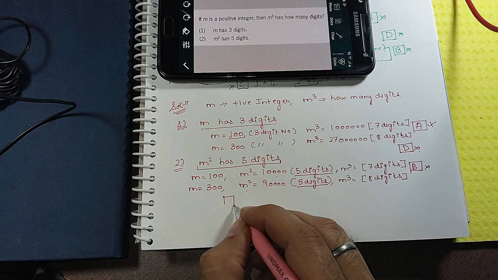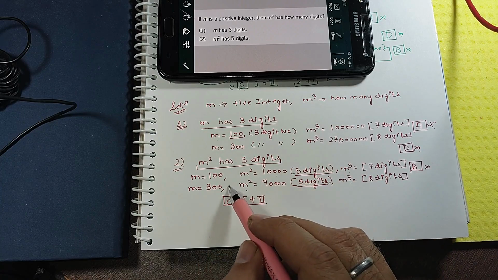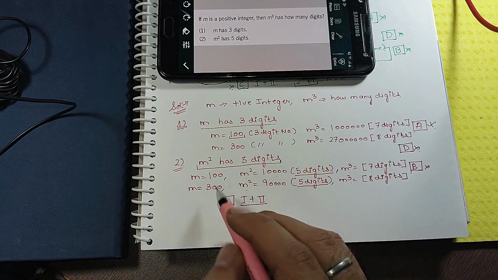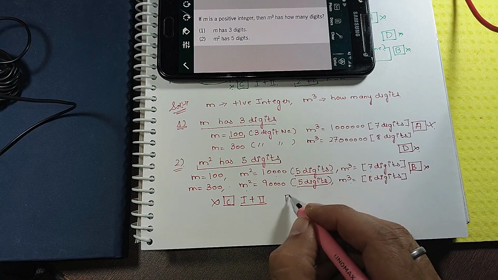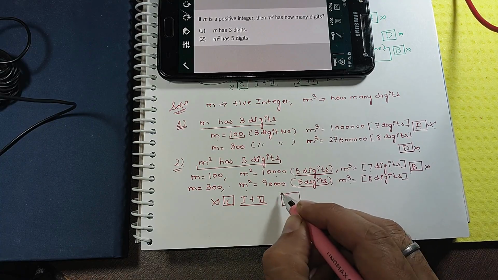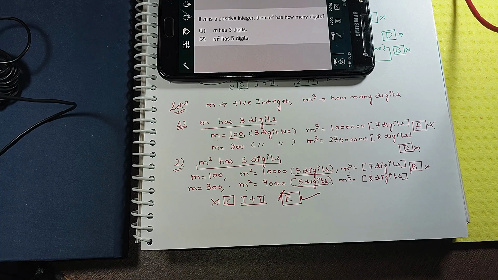Now, combining statements 1 and 2, since we have used the same examples for both of these and we are getting different digits, we can say that statement C is also not sufficient. So for this particular question, we will say that statement E, both the statements are not sufficient to give us a particular value of how many digits m cube has.